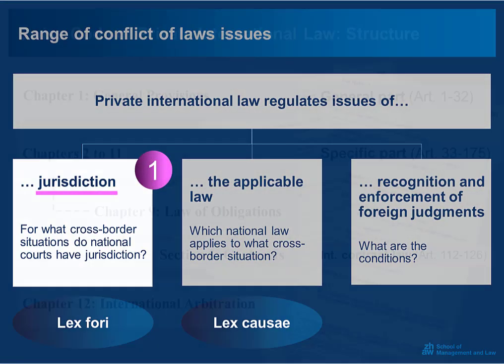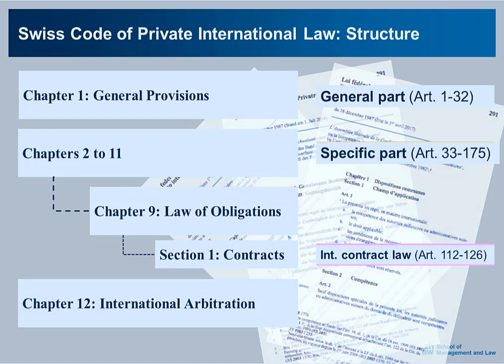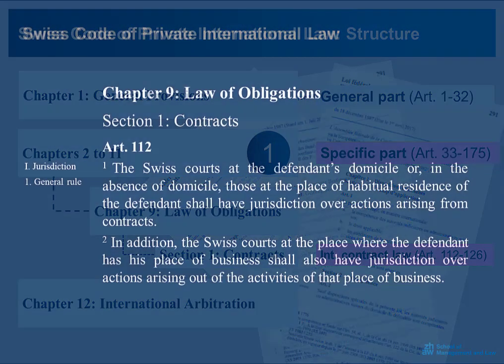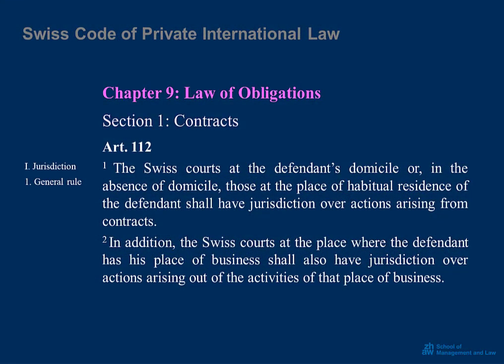In order to find the provisions on jurisdiction that could apply, we have first to go into the specific part of the Swiss Code of Private International Law, namely into Chapter 9, Section 1 on contracts. So here we are, Chapter 9, Section 1. It starts with Article 112, entitled Jurisdiction, General Rule.